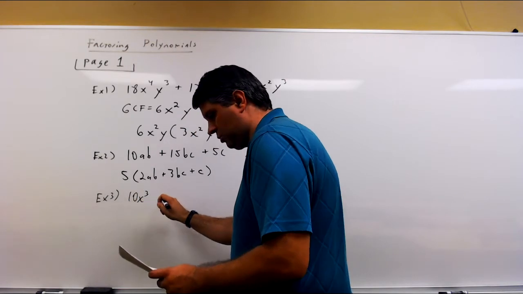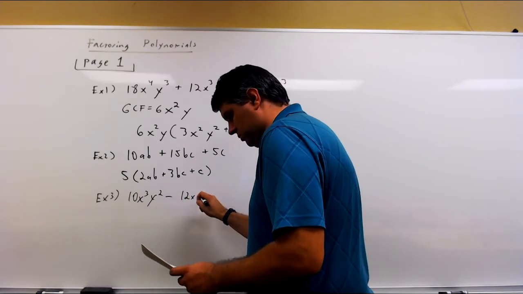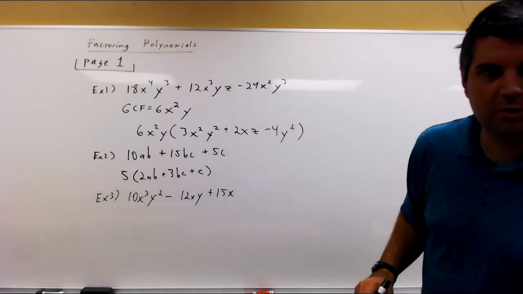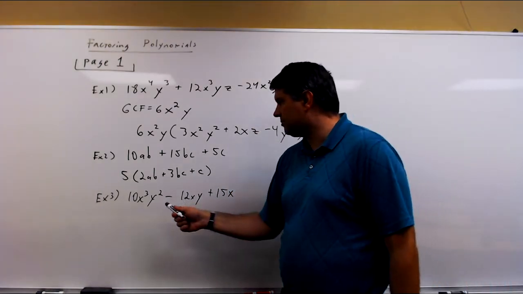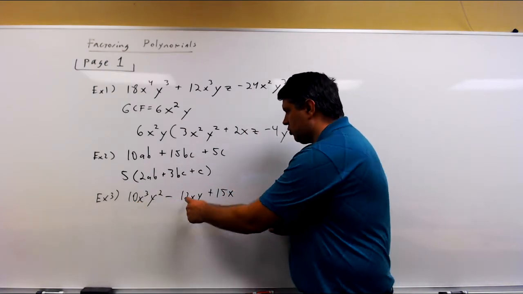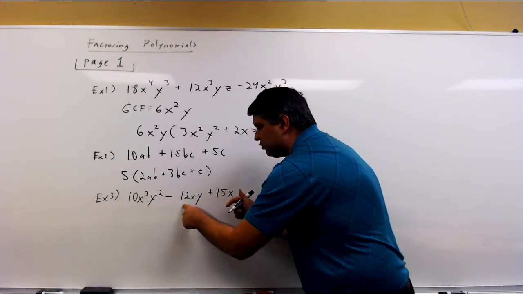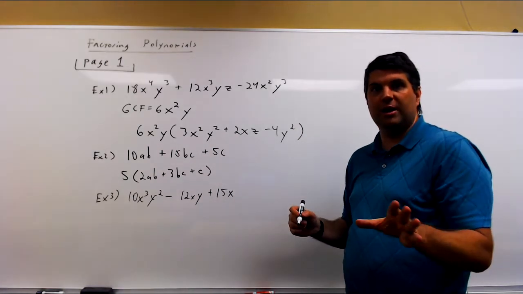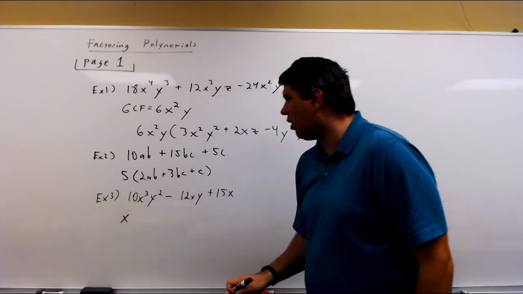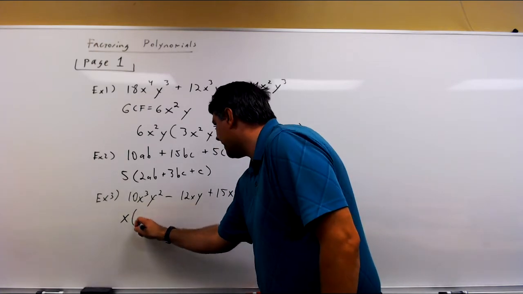Example 3. 10x cubed y squared minus 12xy plus 15x. Okay, now folks, the first two terms are divisible by 2, but 15 is not. 12 and 15 are divisible by 3, but 10 is not. And 10 and 15 are divisible by 5, but 12 is not. So no number other than 1 divides all 3. They all have x's in them, and that's all they have. Between x cubed, x, and x, the lowest appearing power is x. So all the powers of x will go down 1.